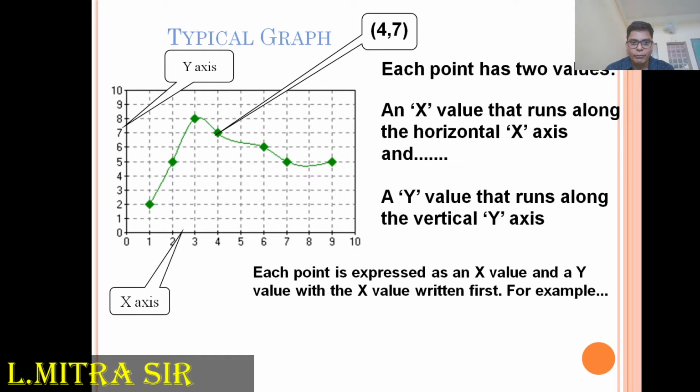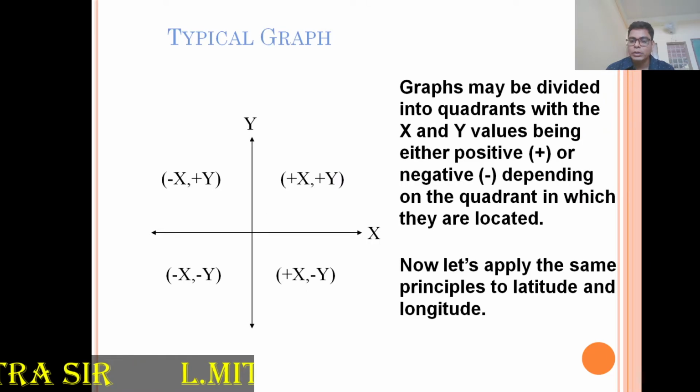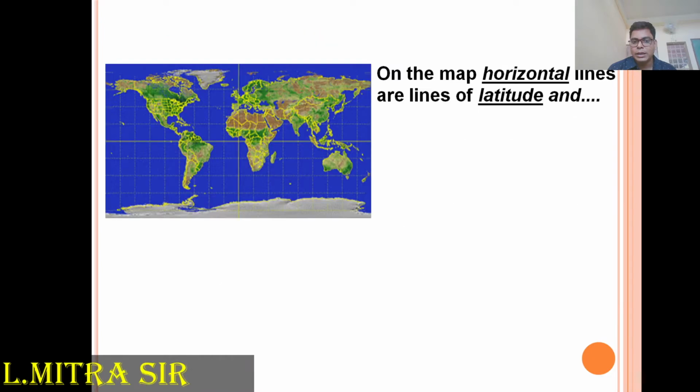So in this way, we can get the value. If you consider our earth surface, what is it considered as? It is considered as 0 degree. Okay, 0 degree equator, that is known as the equator. And this is the prime meridian, the 0 degree prime meridian. On the map, this is the horizontal line, the 0 degree horizontal line.